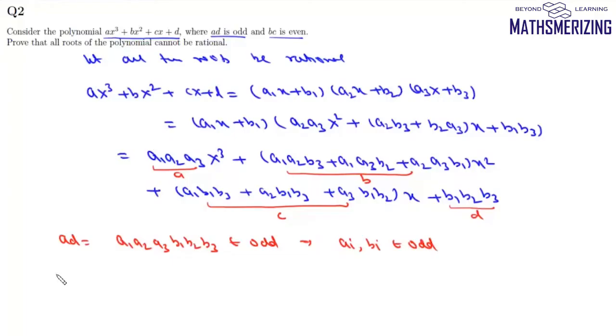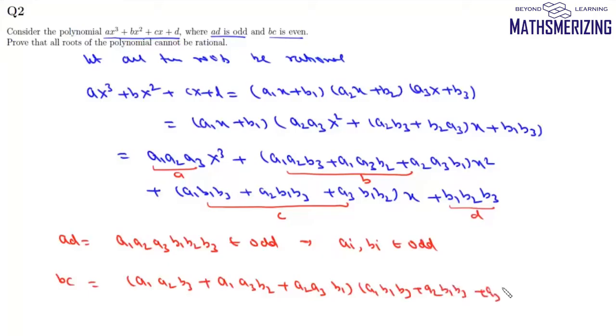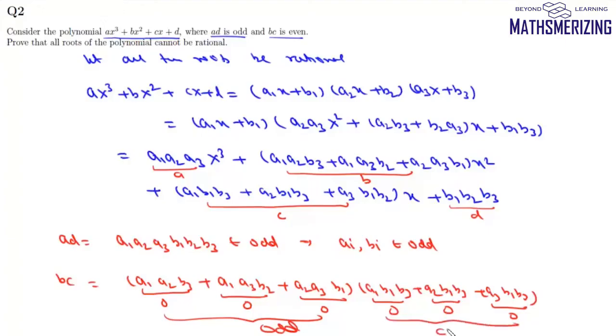Now we look at bc. Now bc is (a1a2b3 + a1a3b2 + a2a3b1) times (a1b2b3 + a2b1b3 + a3b1b2). Since all of them are odd numbers, this is odd, and this is odd. In the same way, all these 3 numbers are also odd. Now, the sum of 3 odd numbers is odd, and here also this sum is odd. Now, odd times odd is an odd number. So this b times c must be an odd number.